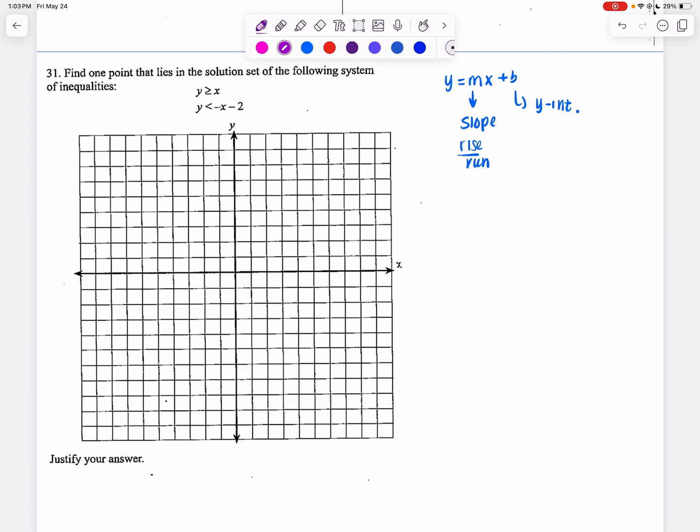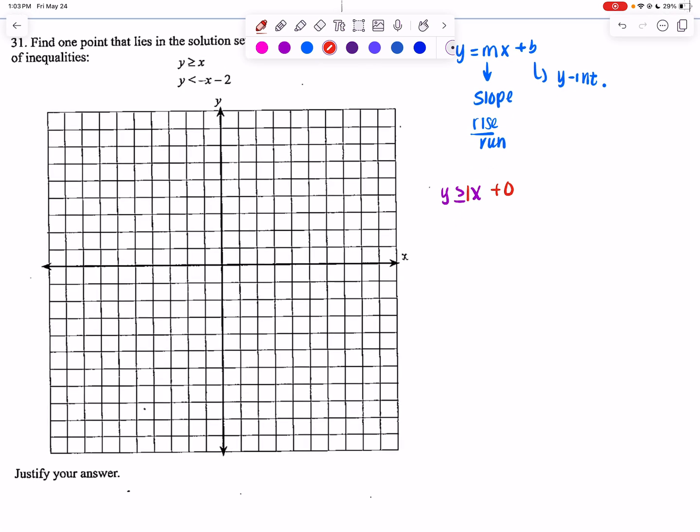So if we look, we have y greater than or equal to x, and I'm going to put a 1 next to it, and then a plus 0. That way it'll help me figure out what my slope and y-intercept are. My slope is going to be the number attached to x, so in this case 1 over 1, and my y-intercept is going to be 0. Now since it's greater than or equal to, it's going to be a solid line, and I'm going to shade above the line.